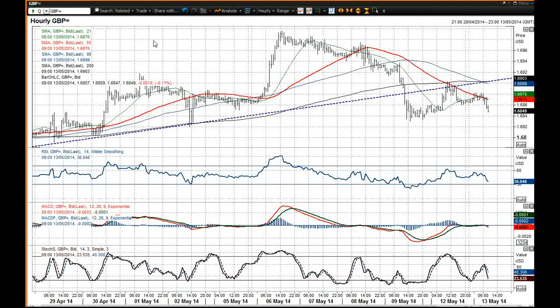Okay, well, I wish you good luck in your trading on cable today. As I said earlier, the retail sales at 1:30 could have an impact on this chart, but until then, I wish you good luck in your trading.